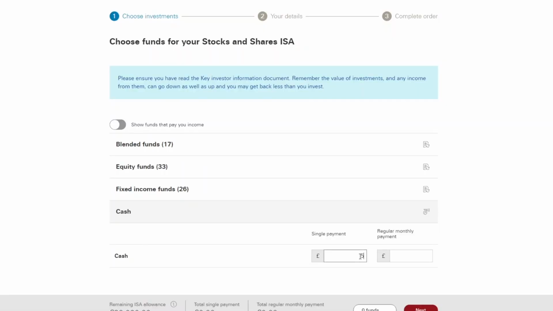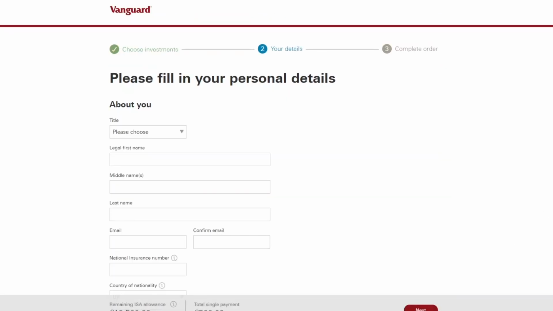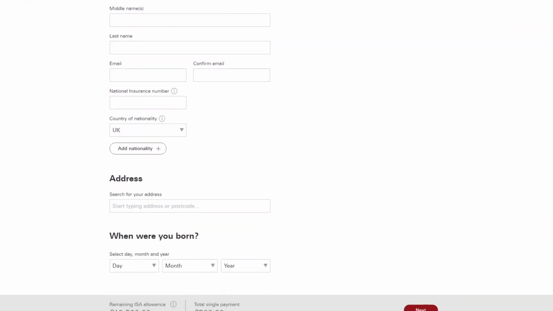It's worth noting that you must deposit a minimum of £500 lump sum or set up a £100 direct debit when opening an account. However, after the account is open, you can invest smaller amounts if you'd like. For the sake of this example, I'll deposit £500 cash. The next step is to input your personal details, where you'll need your name, address, date of birth and national insurance number to get set up. Once that's done and you've signed it all off, your ISA should be open within the next few days.